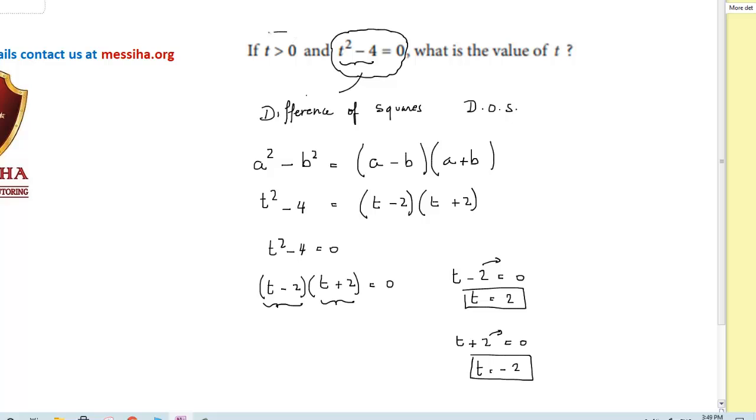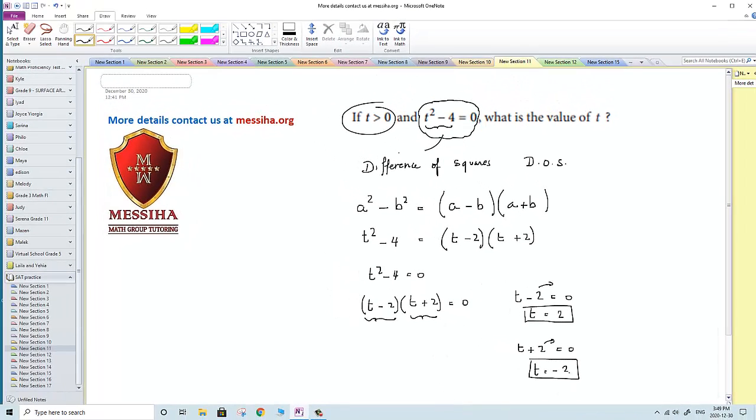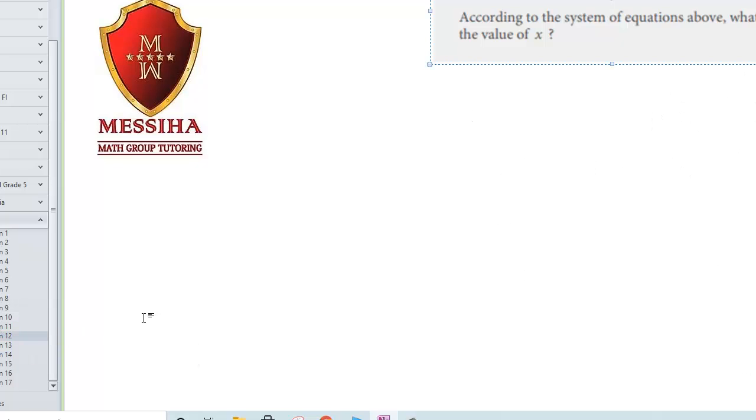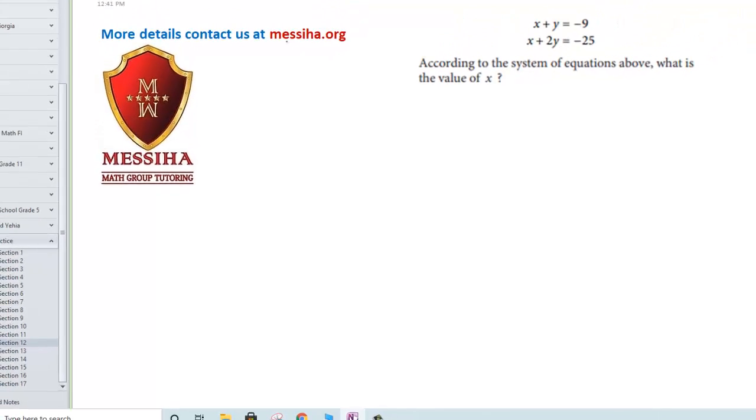But it's saying here, t greater than 0. Negative 2 is not greater than 0. So right away, this is the answer, t equals 2, and this is what I'm supposed to answer. What is the value of t? t equals 2. Next, x plus y equals negative 9, x plus 2y equals negative 25. According to the system of equations above, what is the value of x?